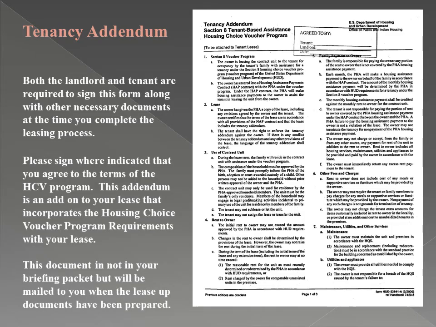Tenancy Addendum. HUD requires this form be attached to all leases signed under the HCV program. The addendum incorporates Section 8 Housing Choice Voucher requirements into the lease agreement. Both the tenant and the landlord are required to sign this form. All parties will receive a completed signed copy.